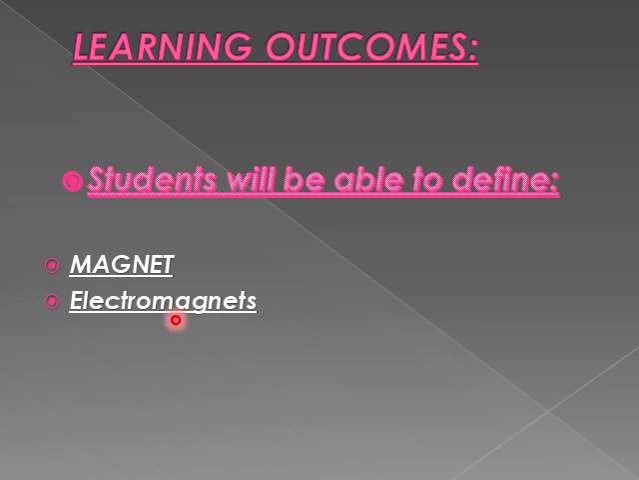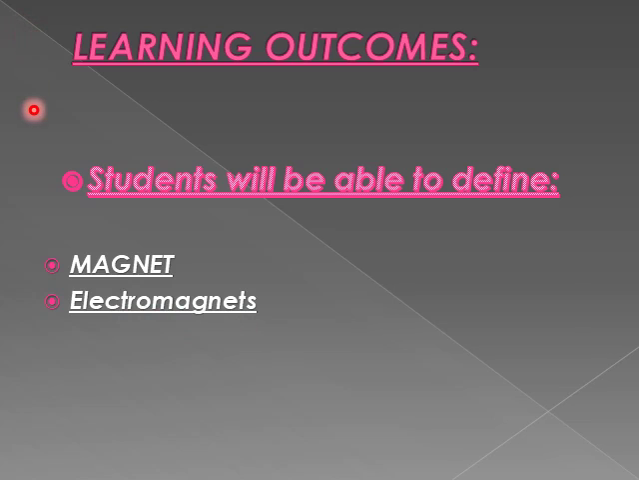The second outcome for you, my dear students, is the electromagnet. So what is an electromagnet, my dear students? And there is also an activity for you to make an electromagnet. An electromagnet is made by a coil of wire wound around an iron nail or an iron rod. When an electric current is passed through the coil, the iron rod or iron nail becomes an electromagnet.